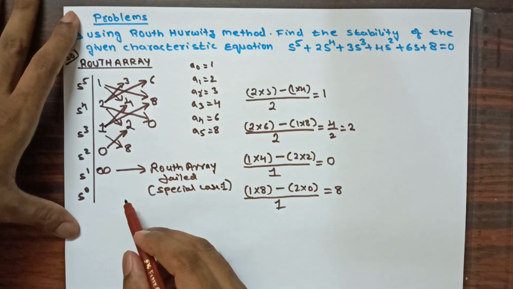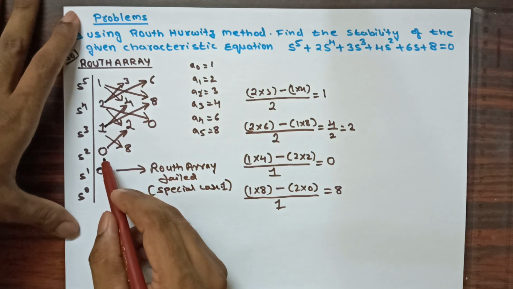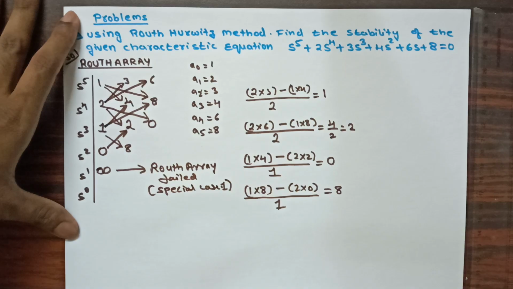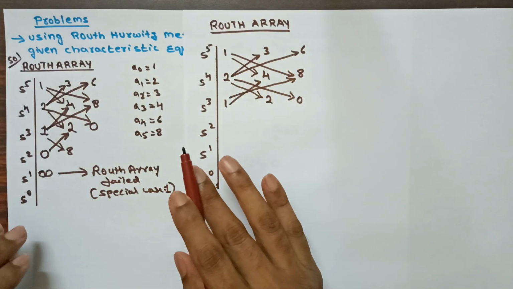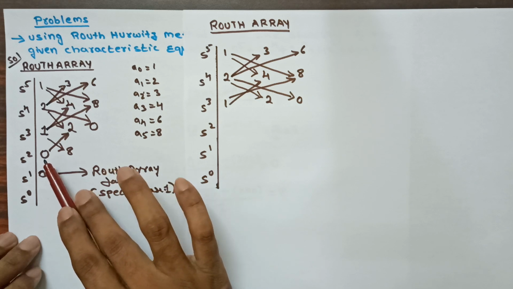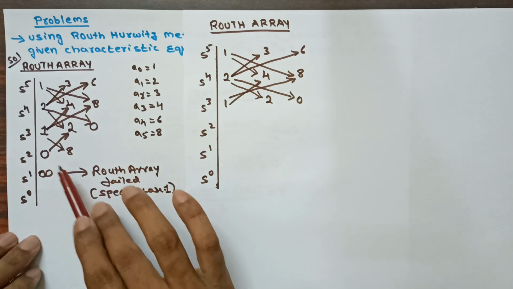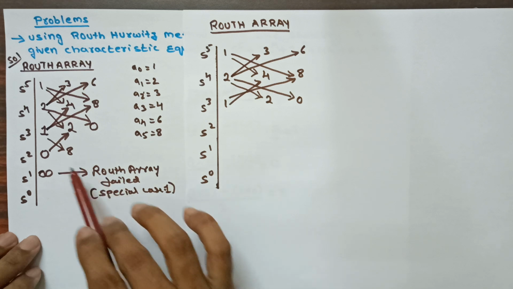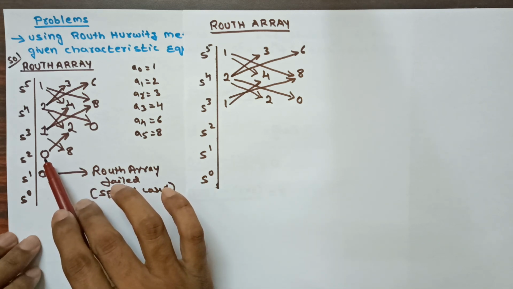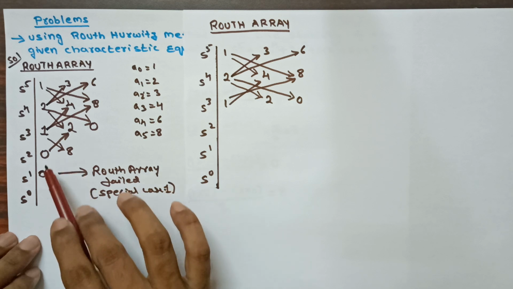Now we know that once we get any row's first value 0, then we are going to replace this 0 with epsilon, that is the smallest positive number. Now Routh array fails, so we know that we are going to use the special case, and special case 1 says that replace this 0 with epsilon, the smallest number. So now we are going to replace this 0.